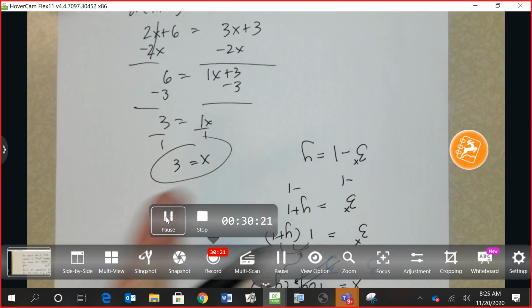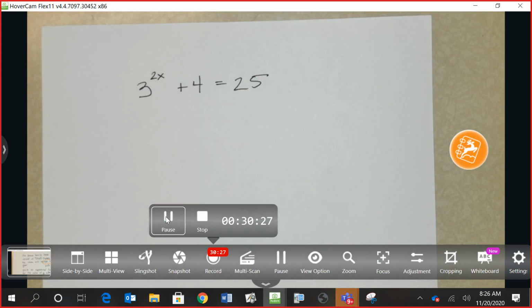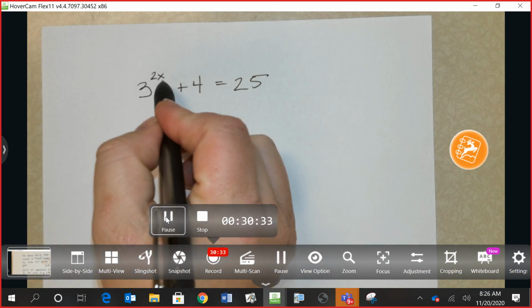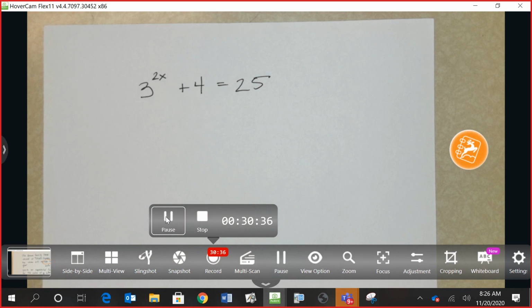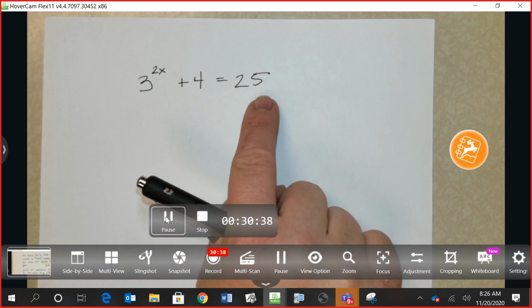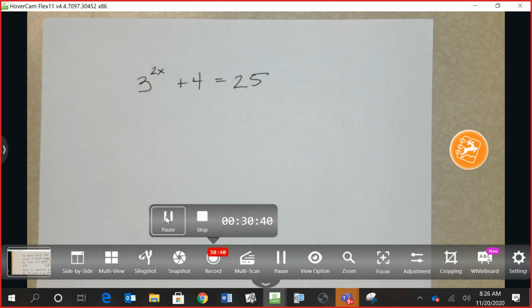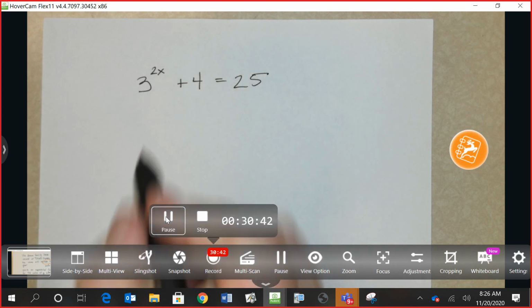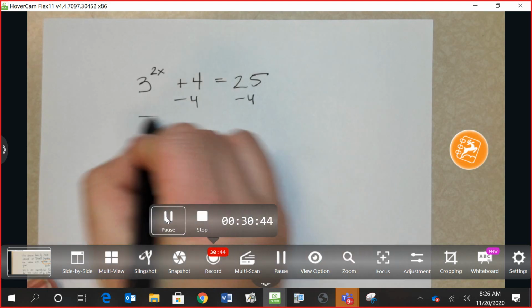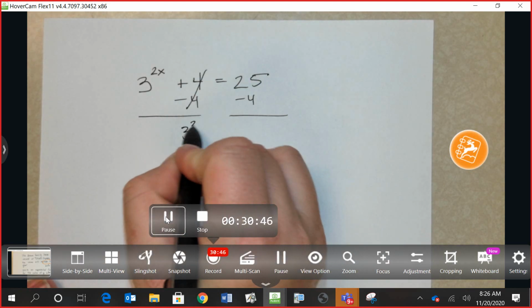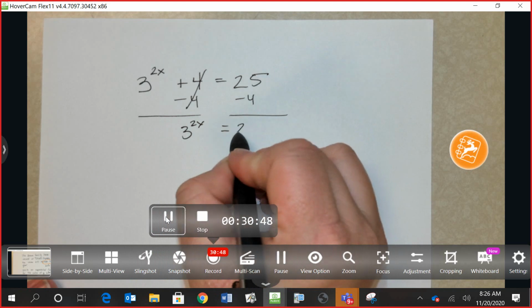And the answer is, we're asked to solve this problem for x, and then it does say to round our final answer to the nearest hundredth. So I know I want to get x by itself. I'm going to start by subtracting 4. You're welcome to watch this problem. I will provide 1 or 2 problems after this, very similar for you to practice. So I'm going to subtract 4 from both sides. 3 raised to the 2x equals 21.